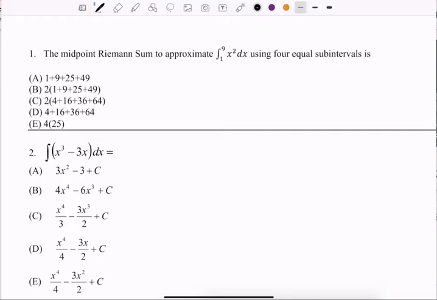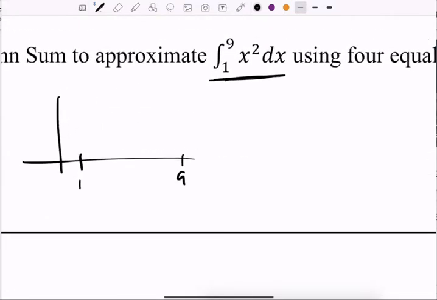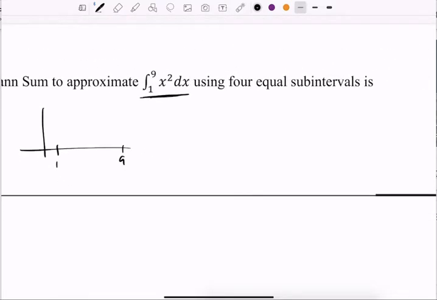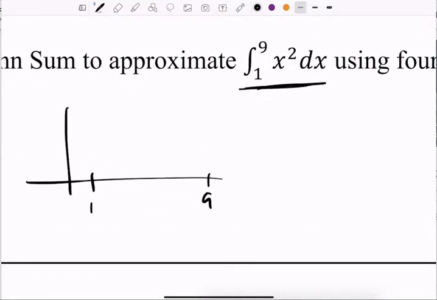The midpoint Riemann sum to approximate this. Okay, so we're going to approximate whatever this is using the midpoint Riemann sum in 4 equal subintervals. So I'm going to draw a picture because I think that pictures really help us visualize. Okay, so from 1 to 9, we're going to have 4 equal subdivisions, subintervals. Okay, so what would that be?